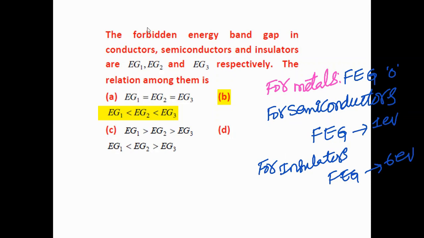So then we have to take what they have mentioned. They have mentioned EG1, EG2 like that. So this is conductors. Conductors is called as the EG1. This is EG2. EG3, that is insulators.